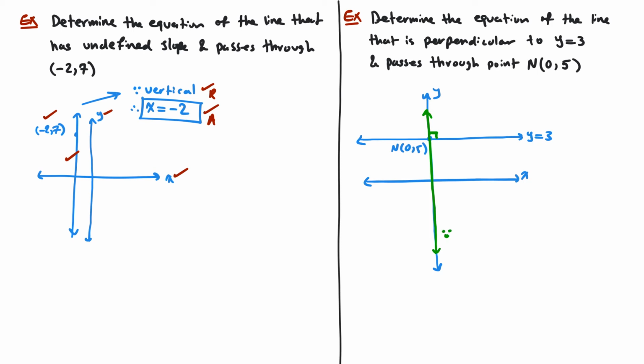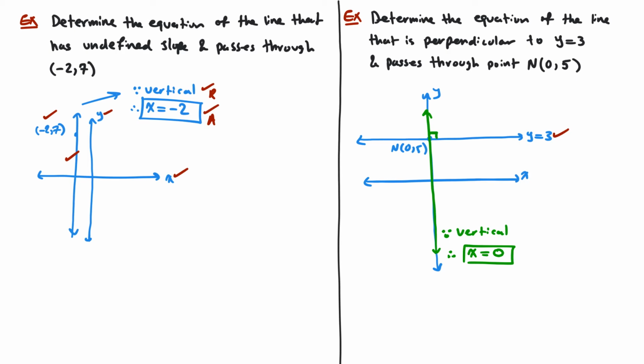So since this line is vertical, we already know that one of its points is (0, 5), meaning that the x coordinate is always 0 along this line. Since it's a vertical line, therefore the x value is always equal to 0, and that is our final answer here. This question is slightly more involved than the previous question because you have to also draw out your other equation, which is y is equal to 3.